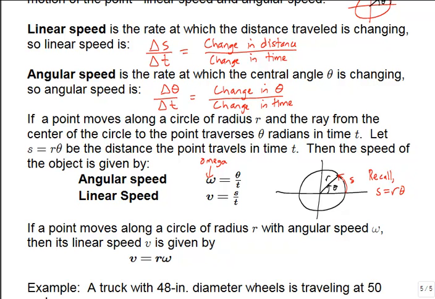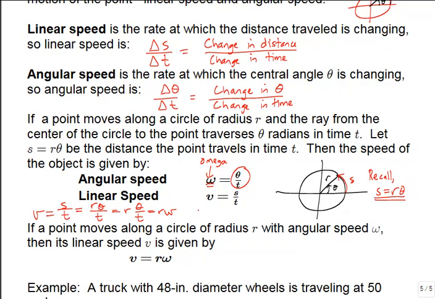Okay? Now notice a relationship here. If we define this v to be s over t, distance over time, since we know that s is equal to r theta by our arc length formula, let's substitute in r theta for that s. So now our formula becomes r theta divided by t. Now what I'm going to do is take that r and pull it out front, and that will leave me with just the theta over t. And theta over t is exactly what we're calling omega.